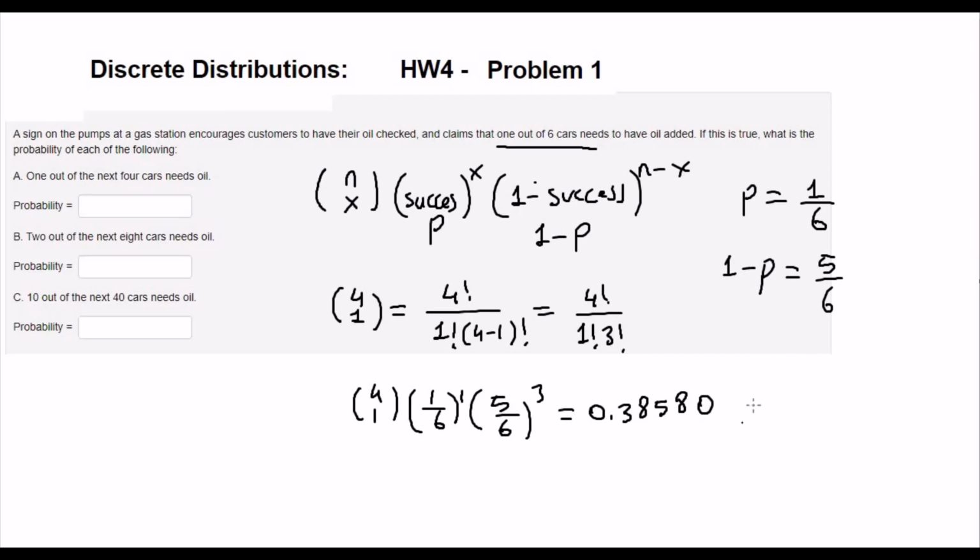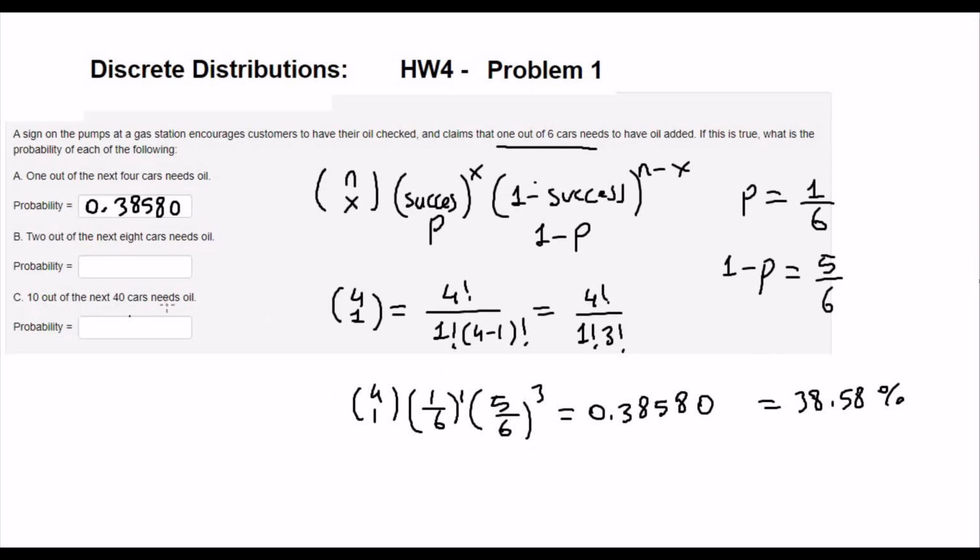And the calculator says it's going to be 0.38580, so it's 38.58%. So the answer here in decimal is 0.38580. You can leave it in this form or you can leave it in this function form.